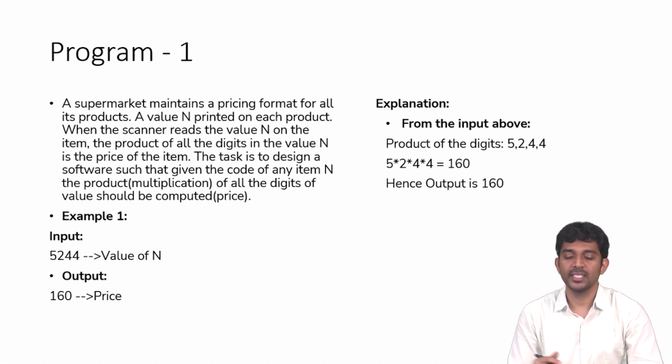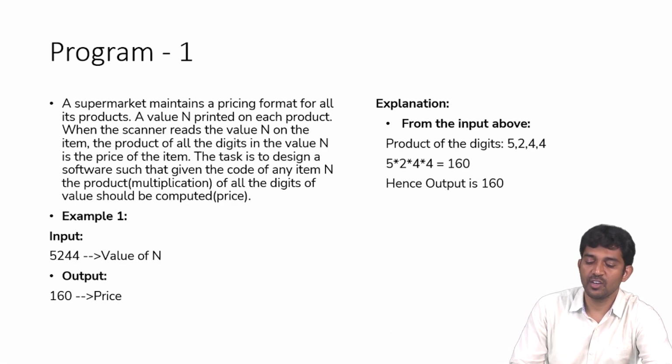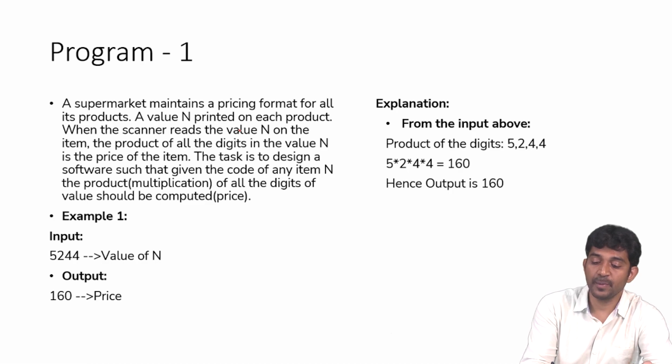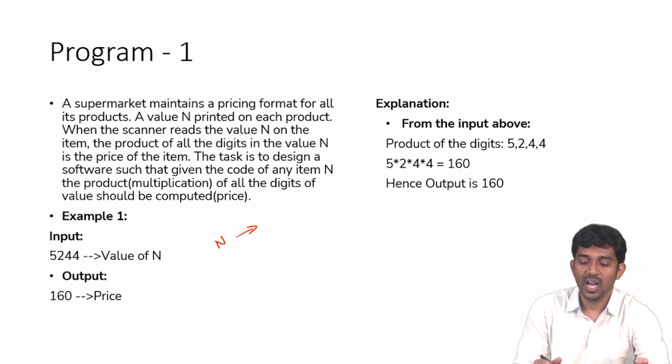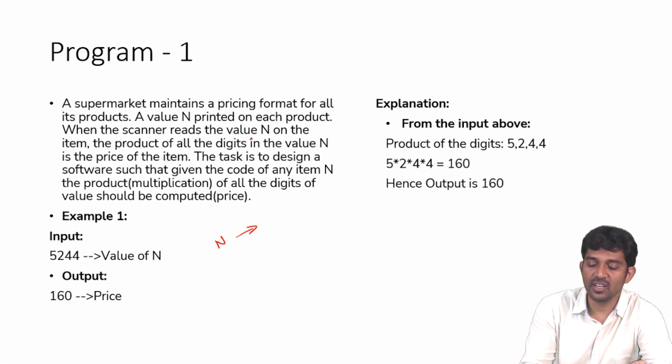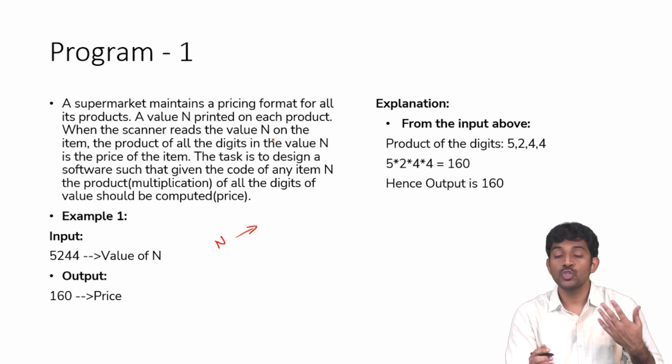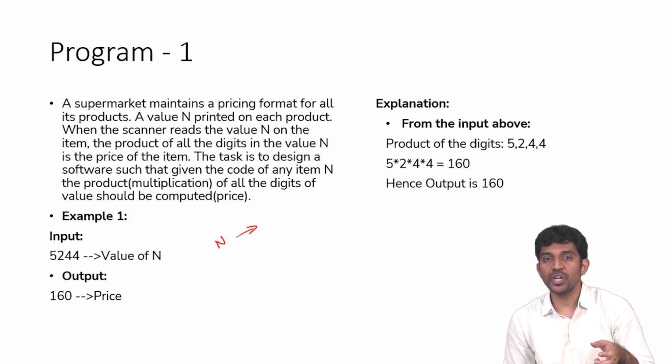A supermarket maintains a pricing format for all its products. A value n is printed on each product. Every product has one value. When the scanner reads the value n, we may observe in supermarkets that they scan the product barcode.